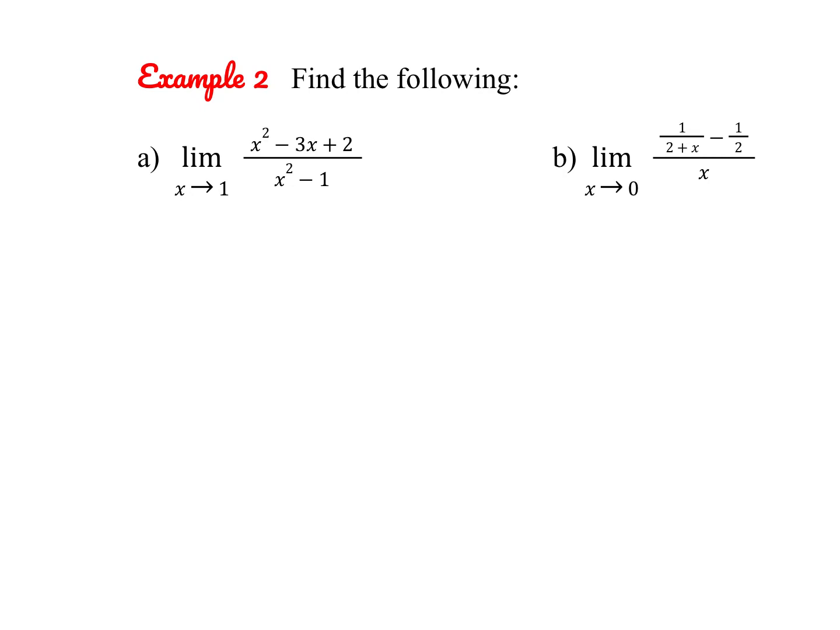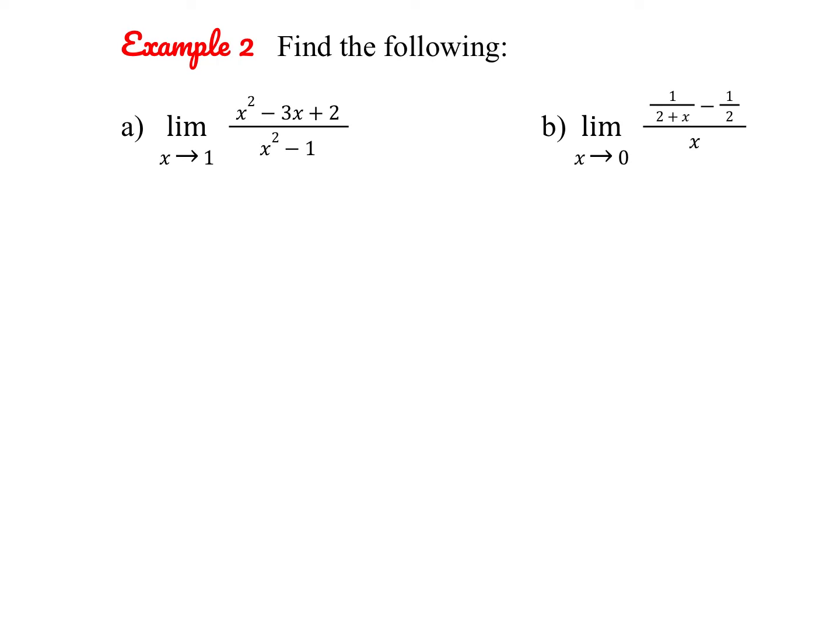So here we're finding the limit as x approaches 1 of this function. If you do direct substitution here, so we have 1 minus 3 plus 2 over 1 minus 1, we actually get 0 over 0. So this is that indeterminate form that we were talking about. And when we see this indeterminate form, it means that we're going to want to look back at this function and see if we can manipulate it so it no longer gives us that 0 over 0.